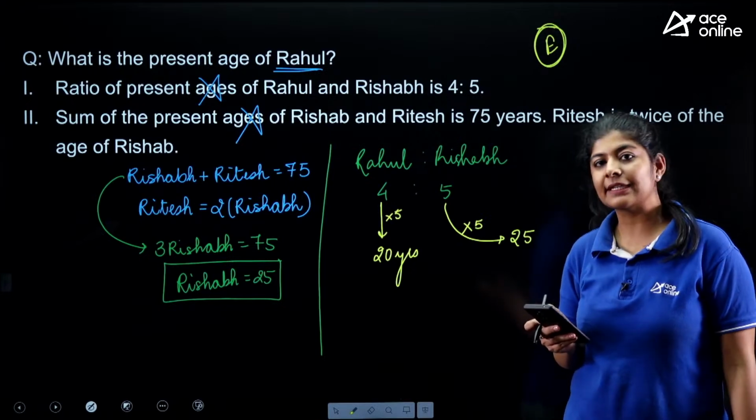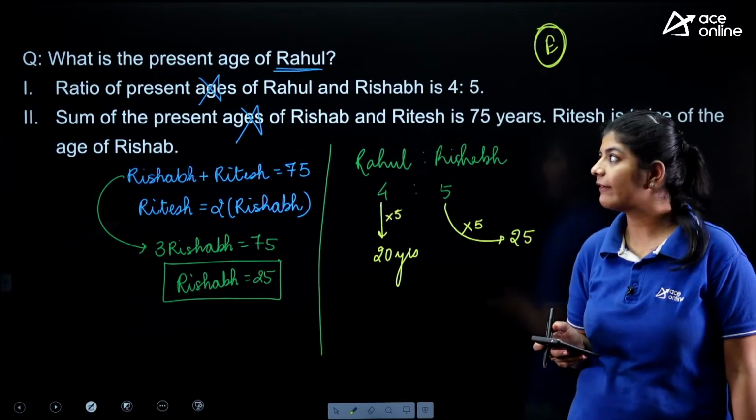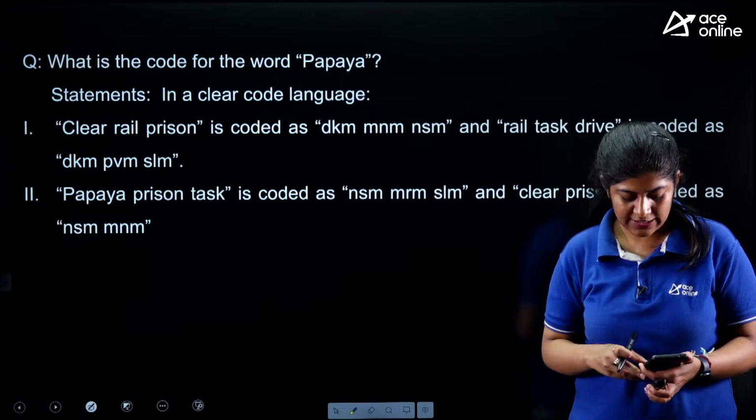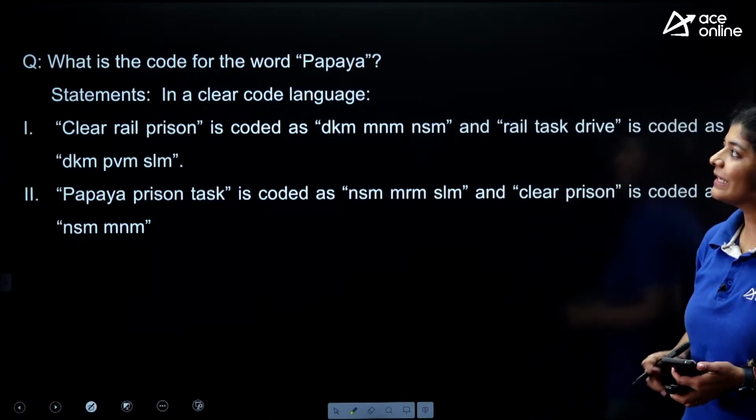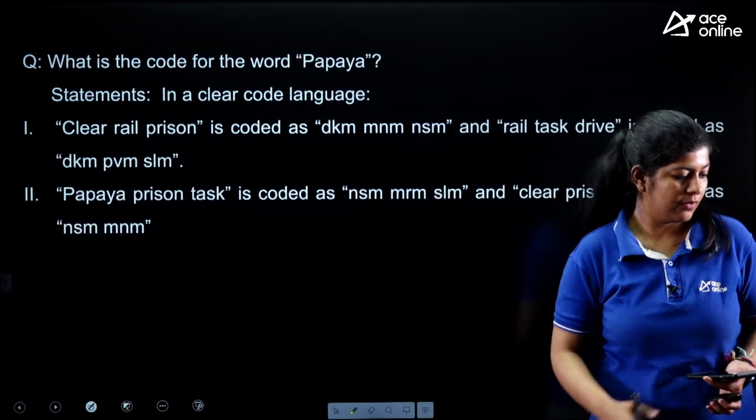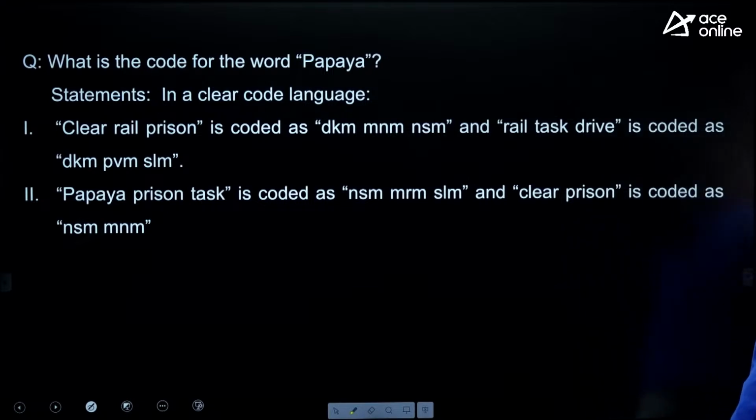Let's start discussing the next question and let's see what we are having. The next question says, what is the code for the word papaya? What we have to do? We have to find out the code for papaya.